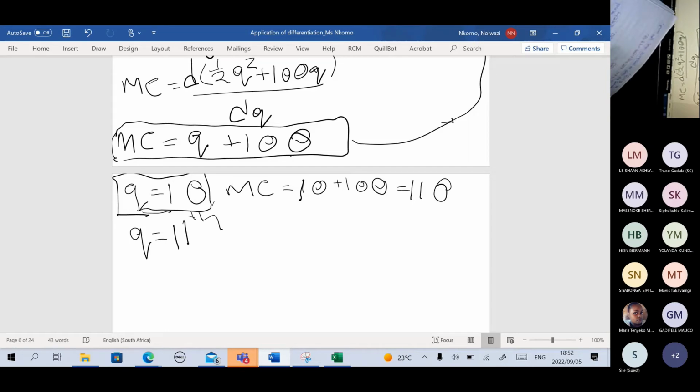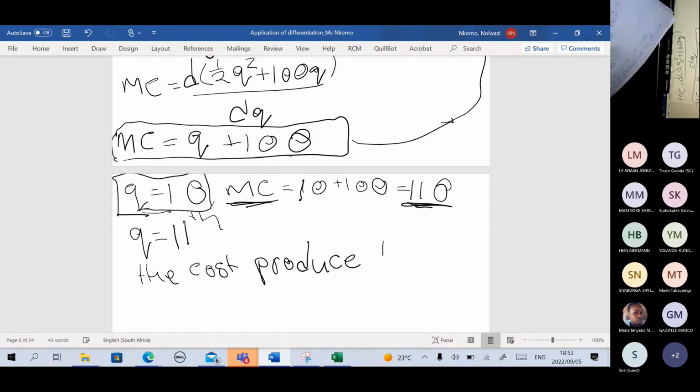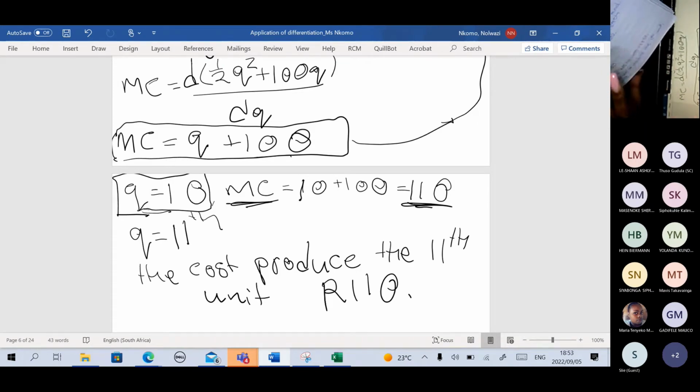So if Q is 10, that means the marginal cost is 110. That means the cost to produce the 11th unit is 110, right? Are we still all together?